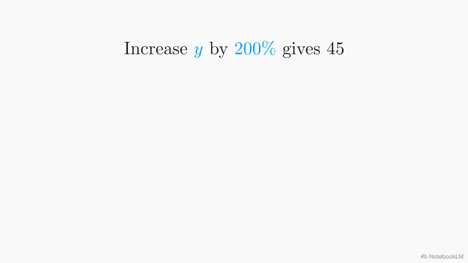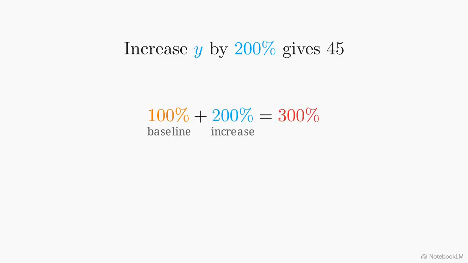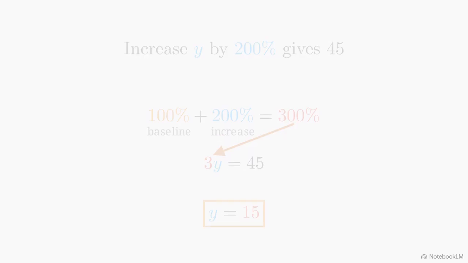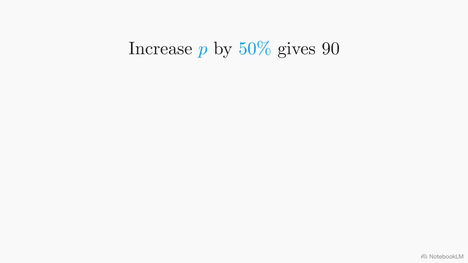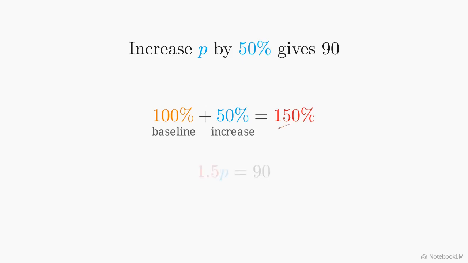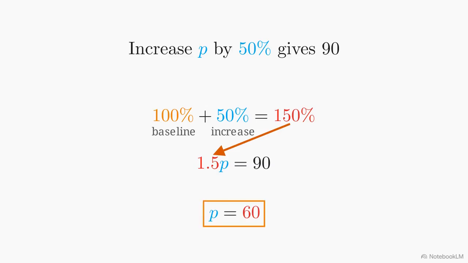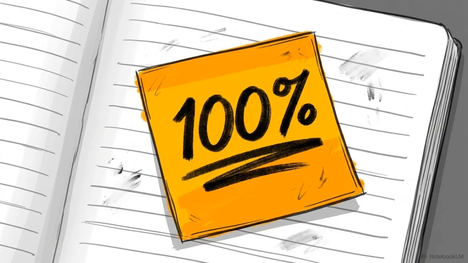Pause and try this. Increasing a quantity y by 200% gives 45. Find y. We add the 200% increase to the 100% baseline, getting 300%. That means 3y equals 45. Dividing by 3, y is 15. The same logic applies to decimals. Increasing p by 50% means we have 150% of the original. 1.5p equals 90, so p equals 60. Whether the increase is 400% or 50%, always remember to add it to that original baseline.